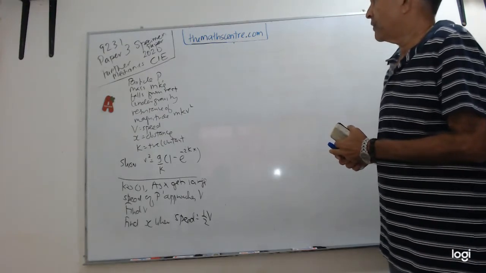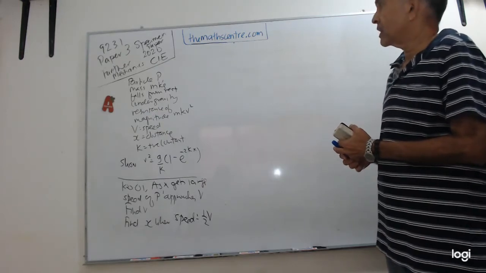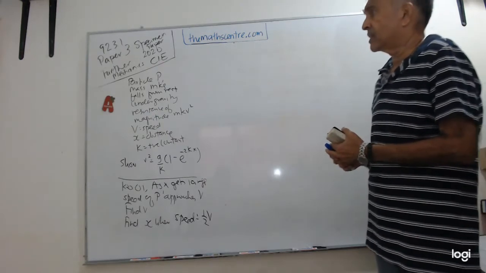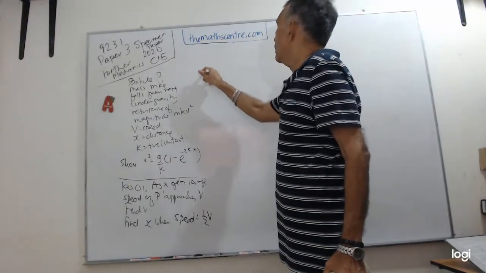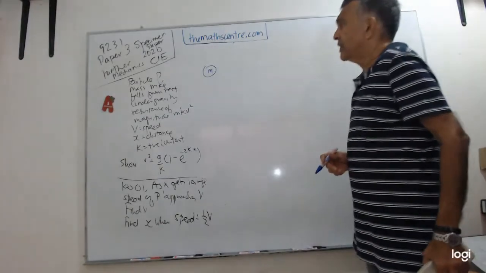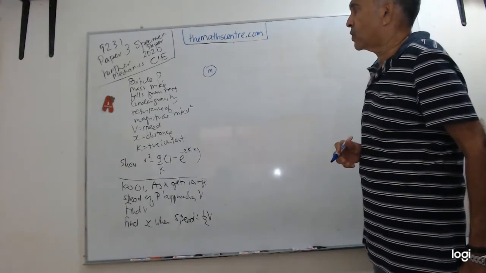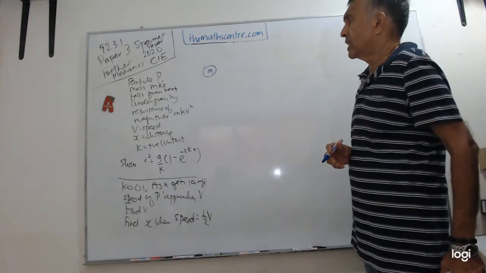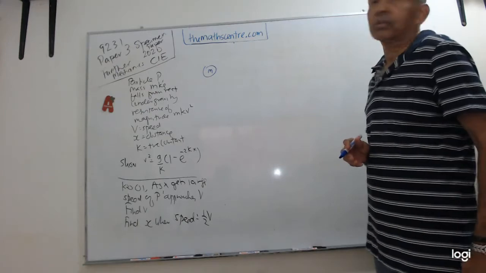We have a particle P of mass m kilogram that falls from rest under gravity. So we have m. There is a resistive force of magnitude mkv squared. v is the speed, x is the distance it has fallen, and k is a positive constant.